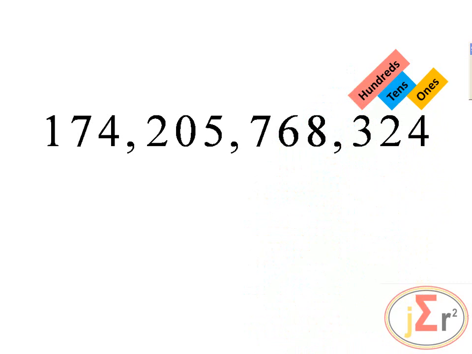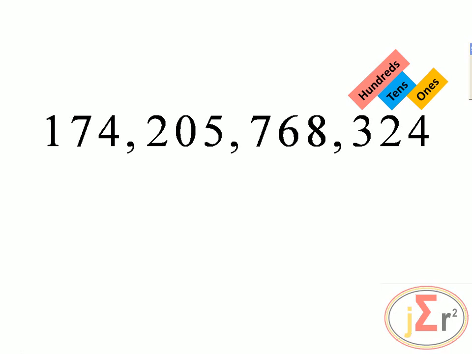Now, if we take these numbers out by themselves in each group, what do we have here? 174. What do we have here? 205. And what do we have here? 768. Right, so we have 768.